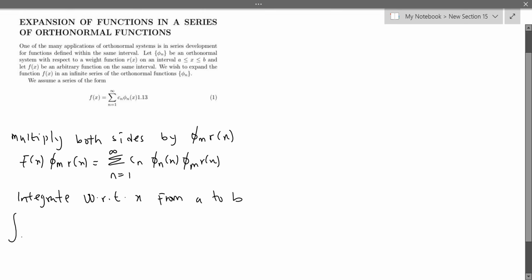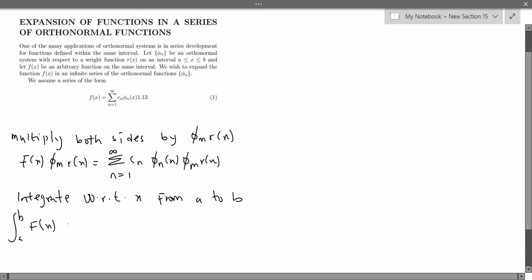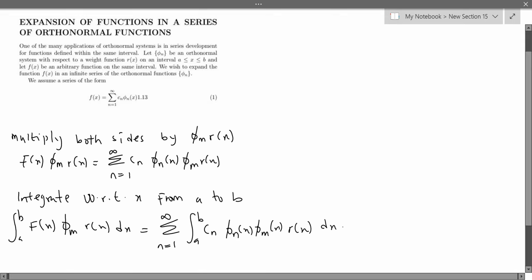If you do that, you have the integral from a to b of f of x phi m r of x dx equals the summation as n runs from 1 to infinity of the integral from a to b of c n phi n of x phi m of x r of x dx. The c n is just a constant, so you can bring it out, and then you have the integral from a to b of phi n phi m r of x dx.